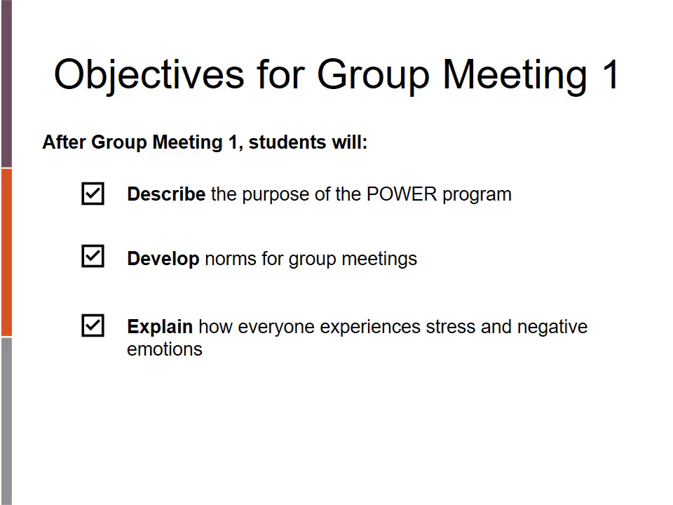The goal of the first group meeting of the POWER program is to describe the purpose of the program, have the students discuss and develop group rules and norms, and begin normalizing the experiences of stress and negative emotions. Students will close out the group meeting by beginning to consider their reasons and motivations for participating in the group.